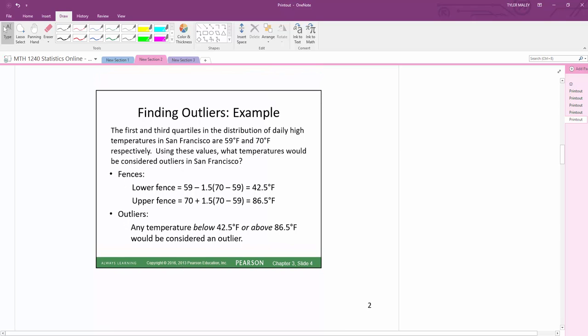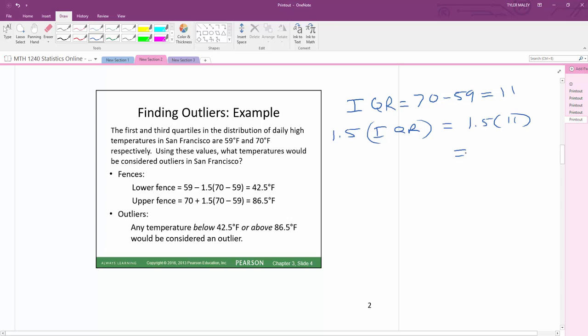Looking at the next slide, we found the IQR, which was 70 minus 59, which is 11. Then if I find 1.5 times the IQR, so 1.5 times 11, you get 16.5. If you want to picture this visually, here I have it shown through an equation, but if you want to think through this visually, I'll draw the picture over here.